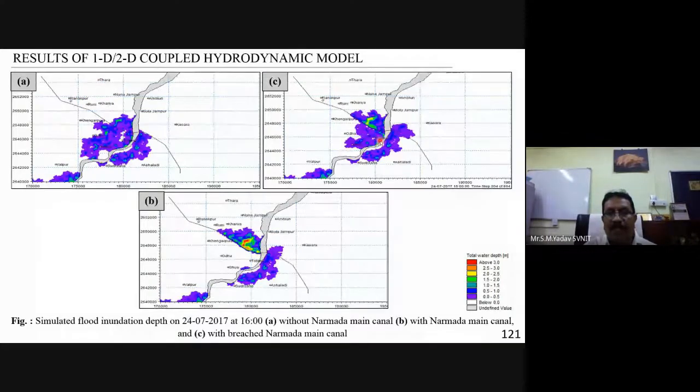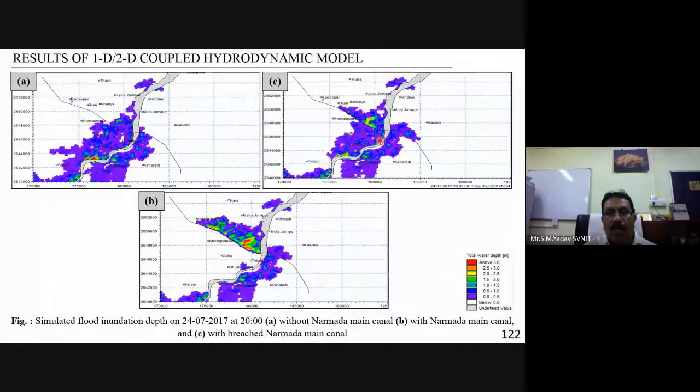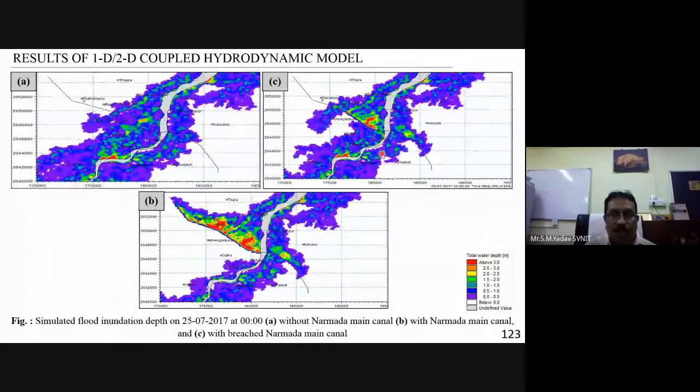But as the time moved, that is 4 o'clock, and after around 8 o'clock, you see a lot of water on the downstream side. That means that the canal has breached at a number of locations and the water has started overtopping it. So that is at 20 hours. This is midnight, 25/7 midnight, and this is the worst time.